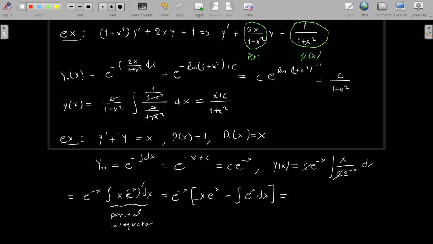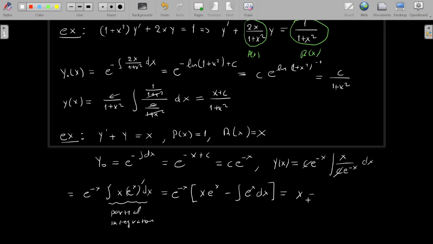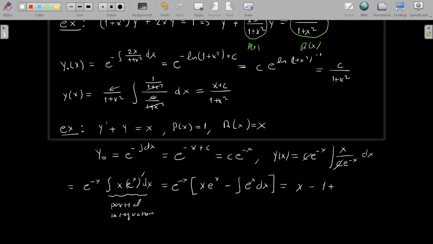So finally, this will give x minus 1, since this is also e to the x and times this will only get you 1, plus a constant. And this constant comes from here, so it will be multiplied with e to the minus x.